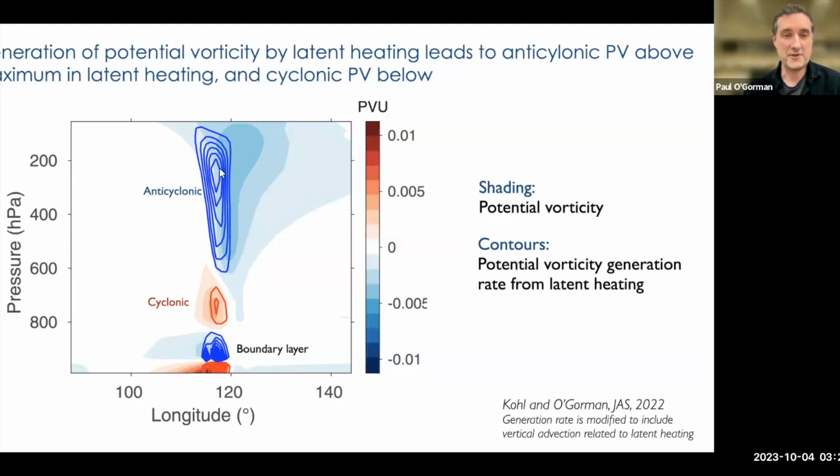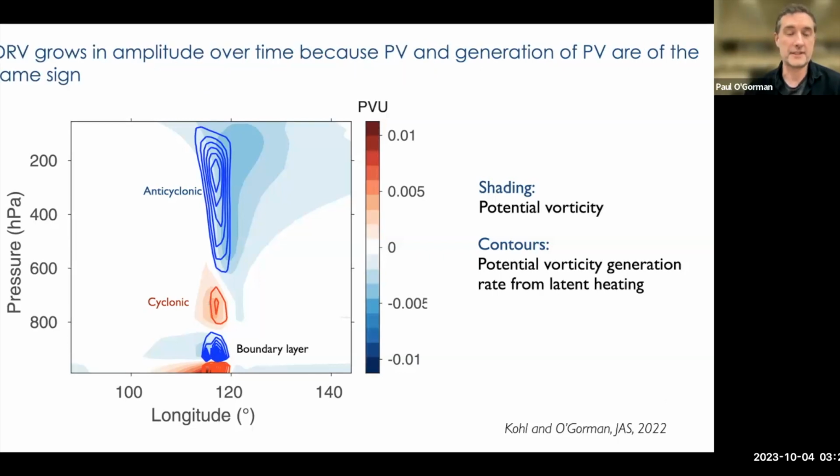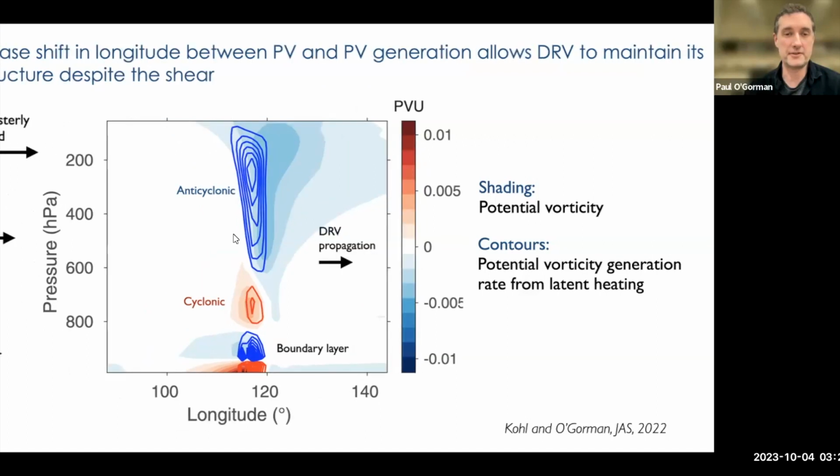And in general, the blue is overlying the blue and the red is overlying the red. So this is going to cause the storm to grow. That's how the storm is growing. But you can also notice there's a phase shift. So the contours, the PV generation, are a little bit offset from the maximum in the PV itself, and the same in the red case: the positive PV is a little bit to the west where the generation is.